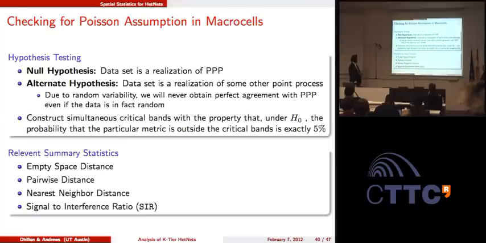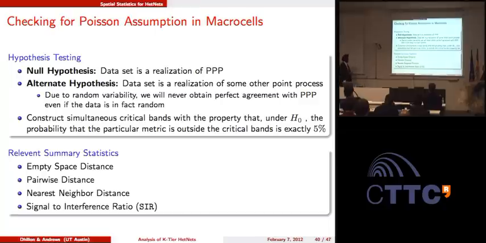And due to the finite window size and the random variability, you will never obtain perfect agreement with the Poisson point process, even if the data is actually random. Think about it like this. You have a finite window. So there is a certain probability of even getting a realization from a Poisson point process which actually looks quite regular. It is not always going to be quite random. So to study this, we construct some simultaneous critical bands, or some confidence levels, over these summary statistics, and see if the data lies within those confidence levels or not.